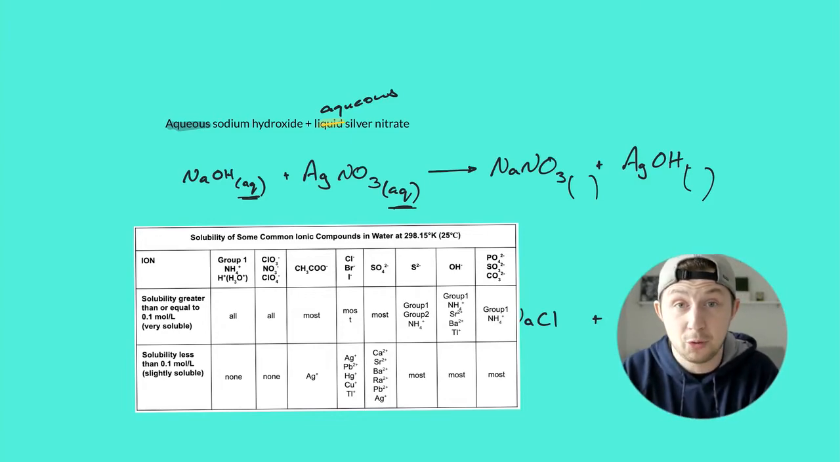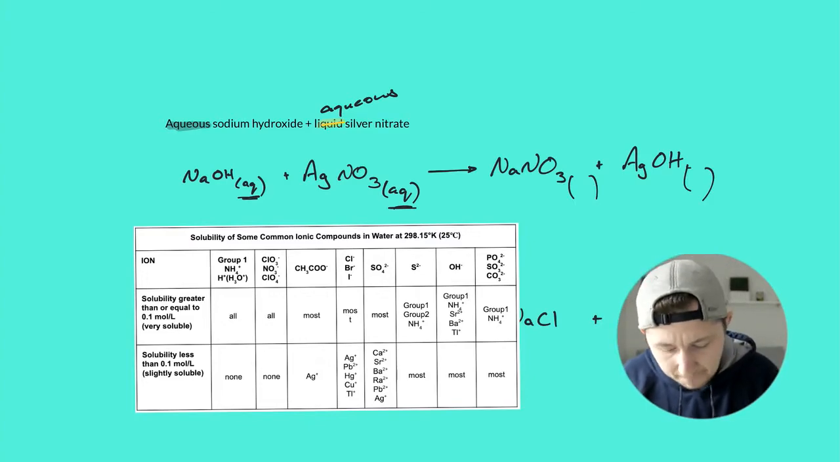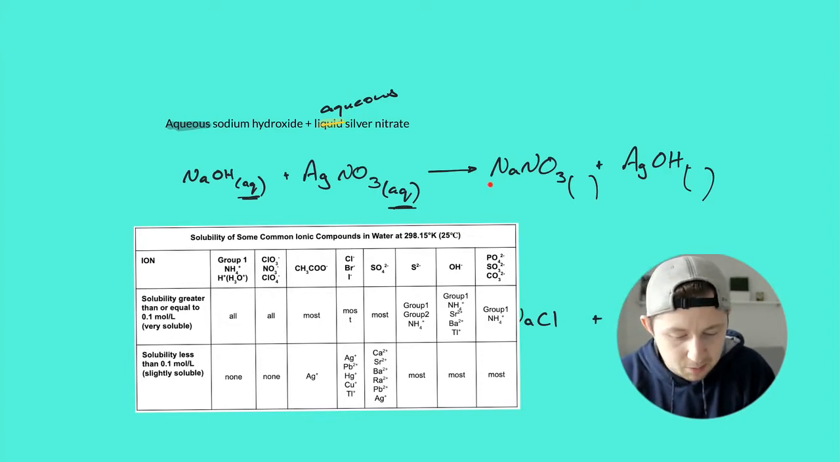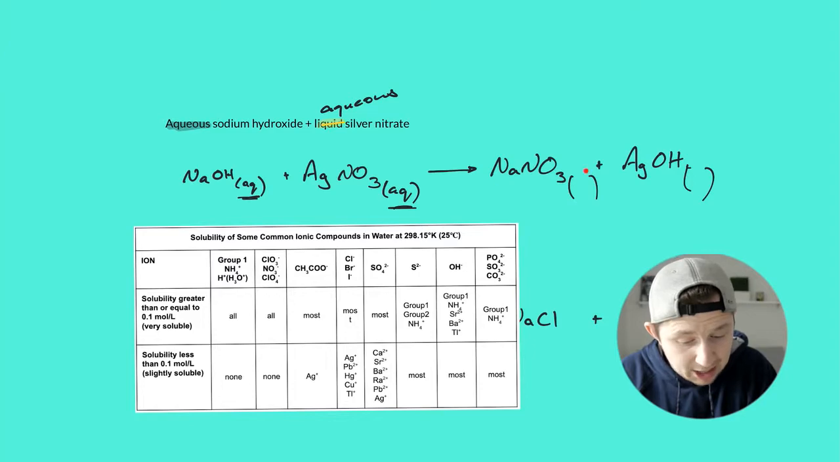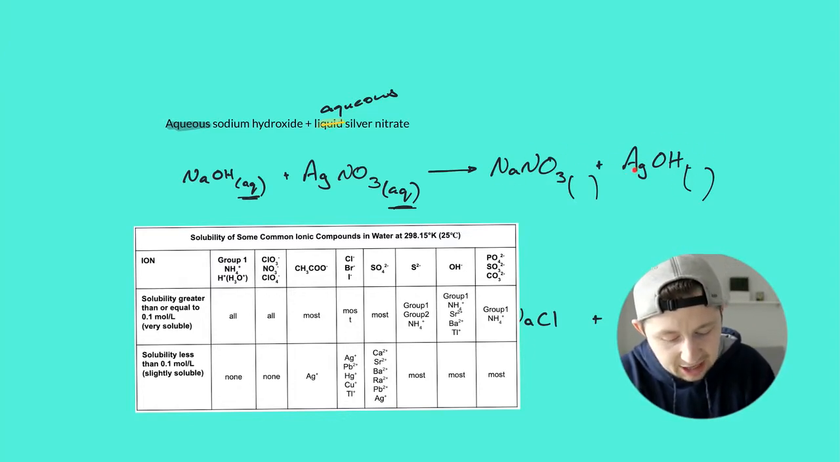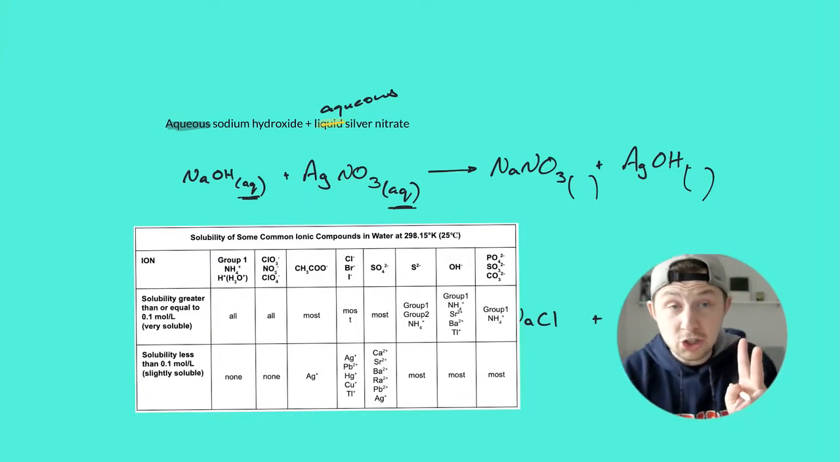Now, I wrote out the reaction for you. In the future, you're going to have to write your own reactions, but we'll get there. I wrote out the reaction. We need to predict both of these products. We need to predict whether sodium nitrate is going to be a solid, and whether this silver hydroxide is going to be a solid. Okay, so we've got two options here.